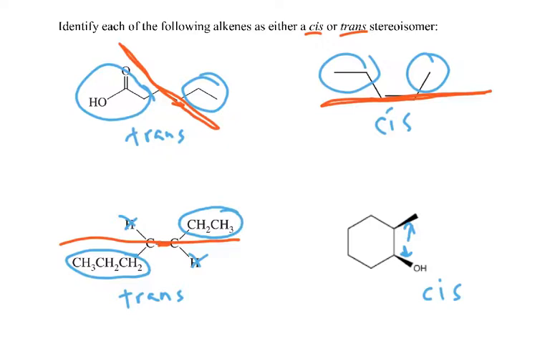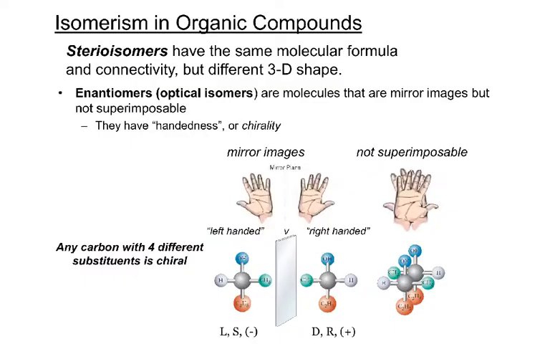Then they're cis. If they're opposite sides, then they are trans. So there might be some problems in the homework where you just have to identify whether isomers are cis or trans. Another type of three-dimensional isomer or stereoisomer is called an enantiomer.